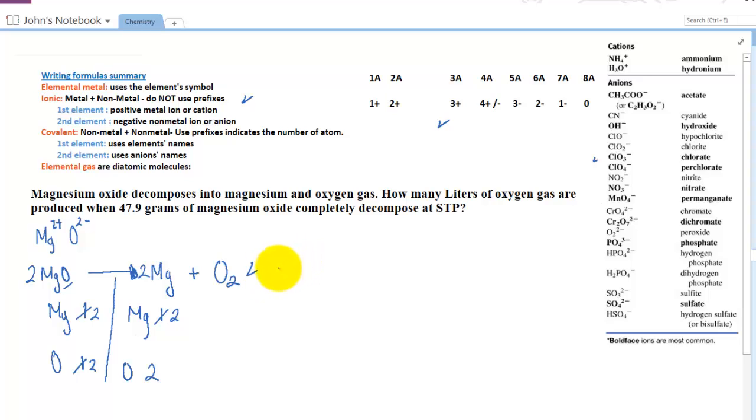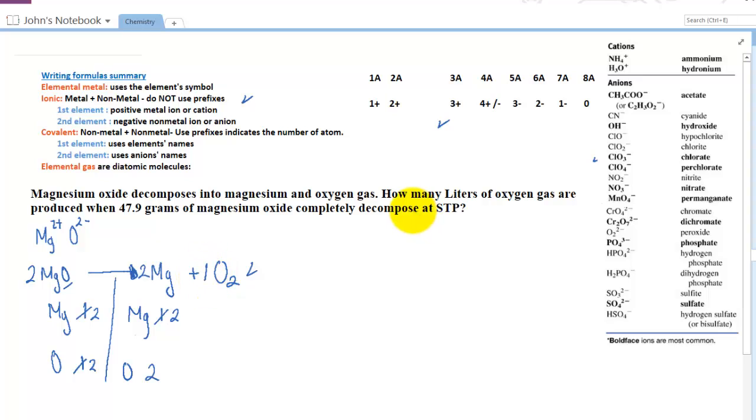And finally, we have a balanced chemical equation describing the decomposition of magnesium oxide. But we are going to express it in terms of moles. So we have 2 moles of magnesium oxide decomposed into 2 moles of magnesium and 1 mole of oxygen.